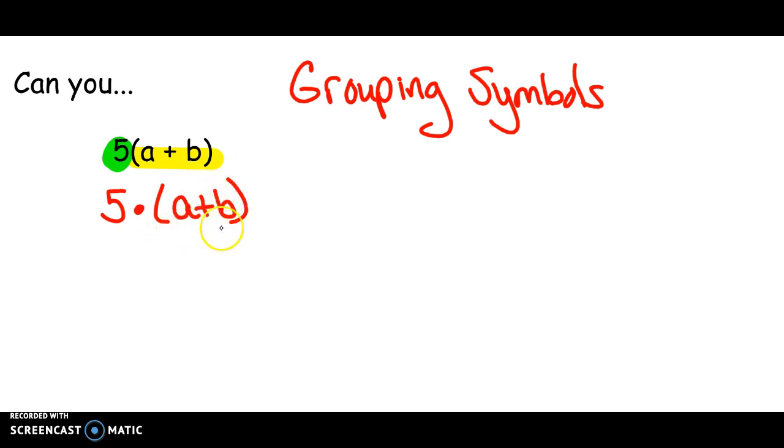So because that plus is in the parentheses, that's one unit. So I'm taking 5 times that. So in essence, there is only one term, and that's the whole thing. So be careful with the parentheses. They kind of trump everything.